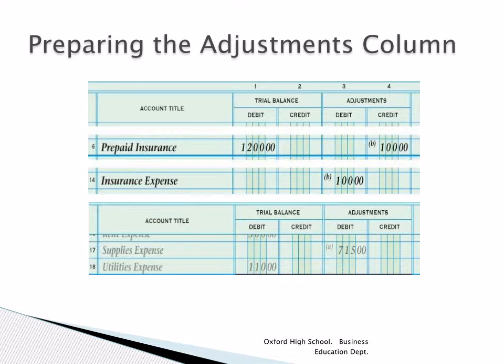Preparing the adjustments column can be difficult for some students. When you are taking this number from your book, it's important to understand the date of the amount that's given to you. Most of the time, the book will give you an end of the month date like December 31st, January 31st, March the 31st, August the 31st, or maybe September the 30th, November the 30th, those dates, or October the 31st.